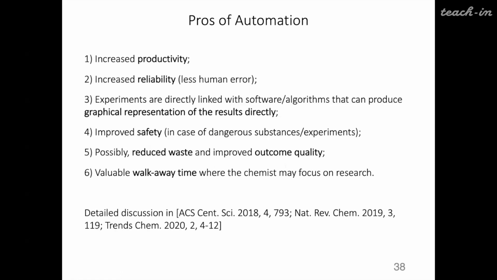What is also important in my opinion, and I totally agree with the authors, is that we get more walk-away time for the chemist. So a researcher can focus on analyzing data and do more meaningful tasks instead of being at a bench for hours.